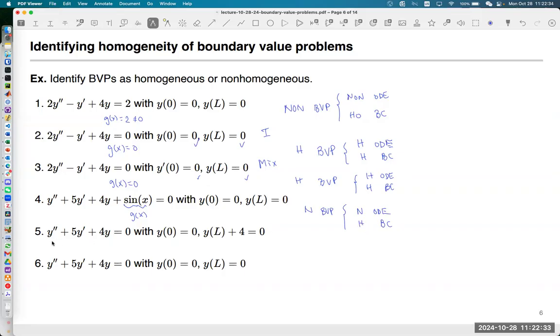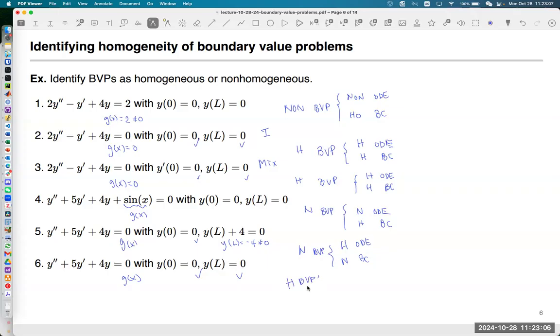The fifth one, we have g of x is equal to 0. So we have a homogeneous ODE. Here, this is equal to 0, but this can be written as y of l is equal to -4, which is not equal to 0. So we have a non-homogeneous BC, so we have a non-homogeneous BVP. The sixth one, g of x is equal to 0. The boundary values are equal to 0, so this is a homogeneous BVP.